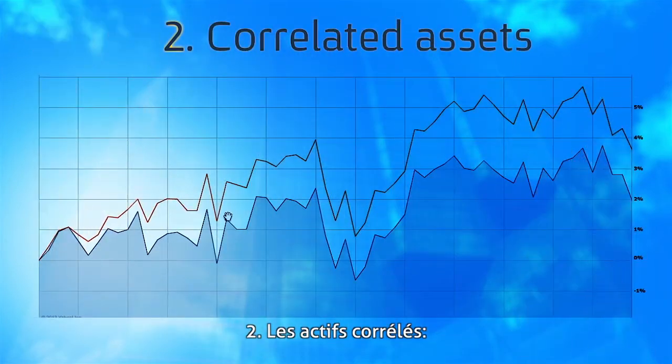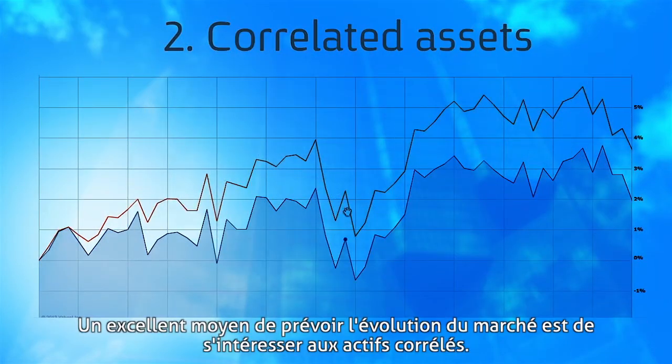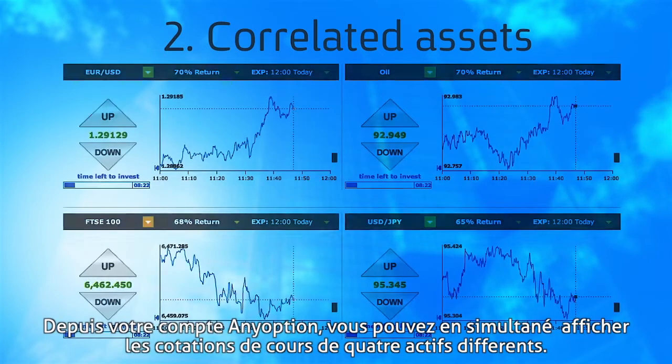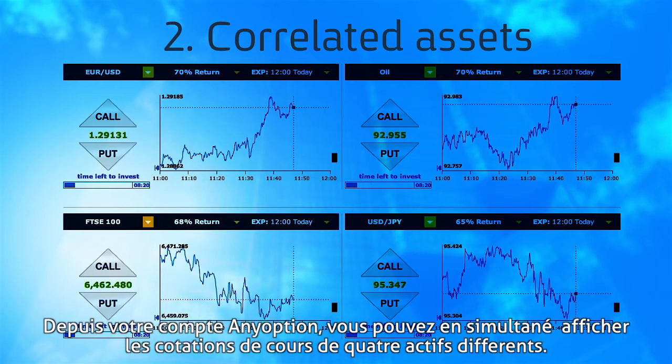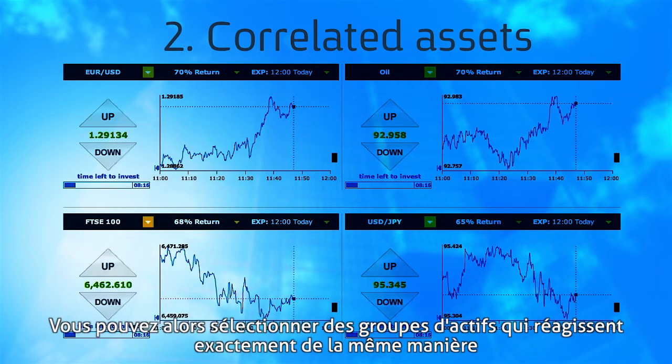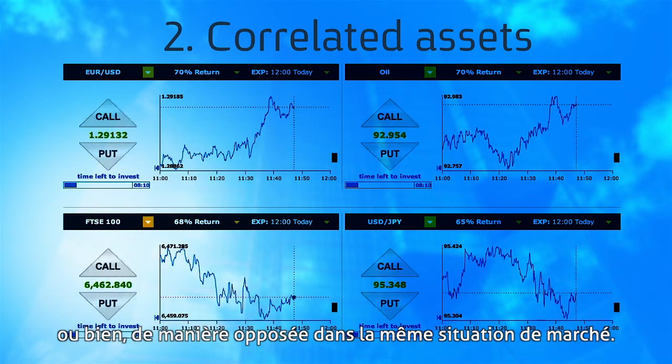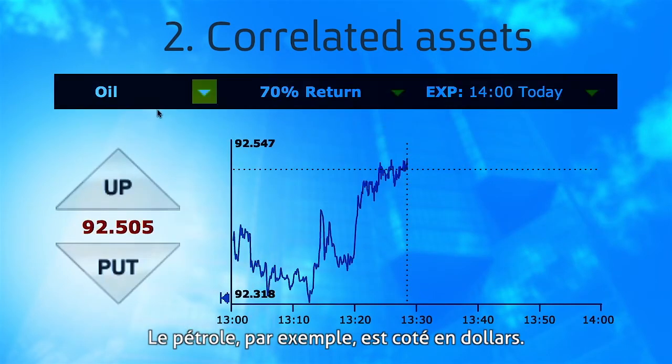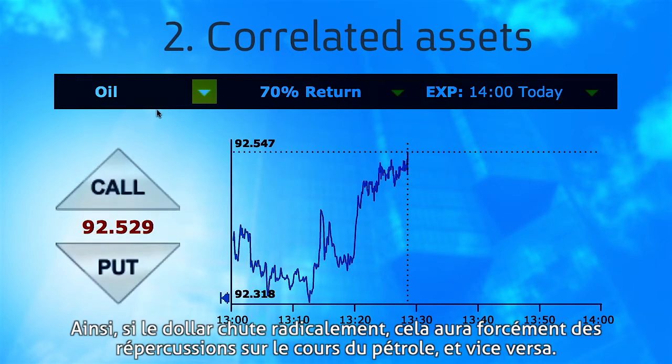Correlated assets. An excellent way to forecast which way the market will move is watching correlated assets. From your Any Option account, you can view price quotations of up to 4 assets simultaneously. You should select groups of assets which respond in exactly the same way, or alternatively, the opposite way to the same market circumstances. Oil, for example, is priced in dollars. So if the dollar falls dramatically, this would affect the price of oil and vice versa.